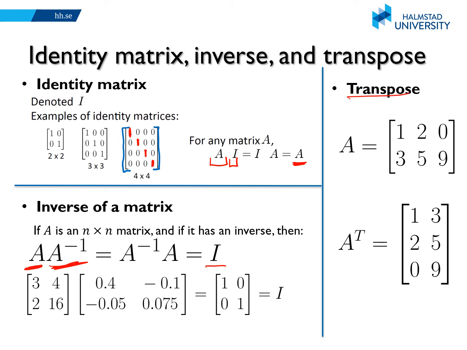You also have something called transpose. So if you have a matrix A and you want to get the transpose of this matrix, you just transpose the rows as columns. So this line becomes a column here. This line becomes a column here.